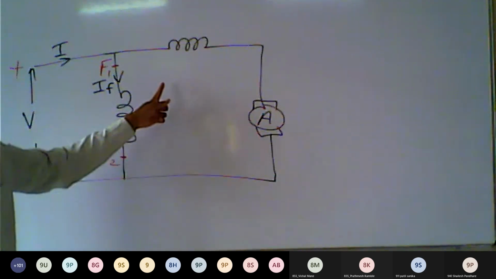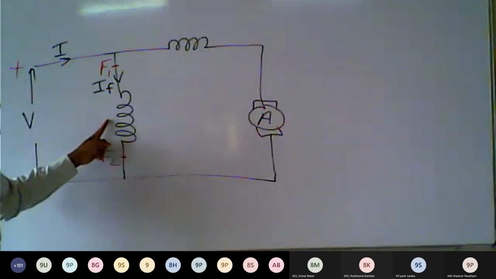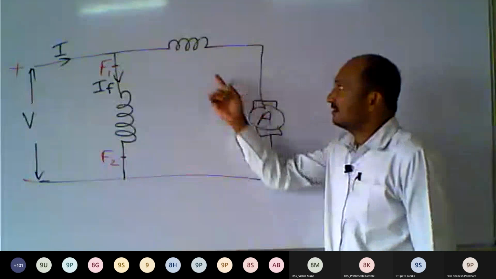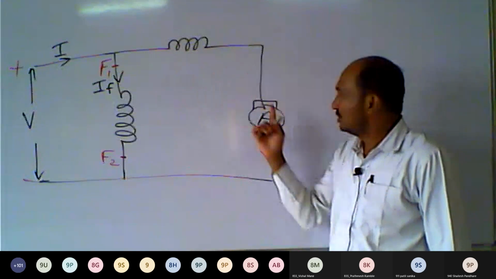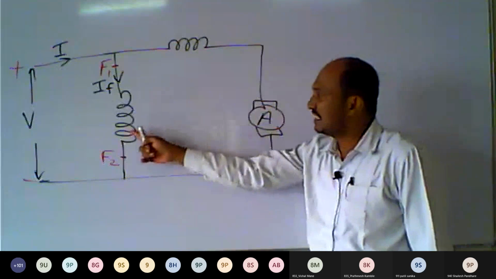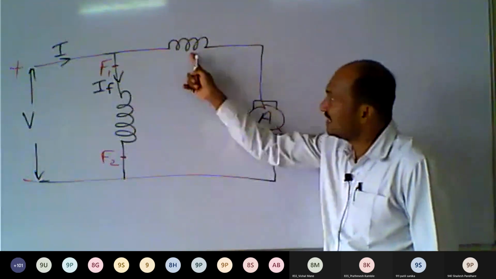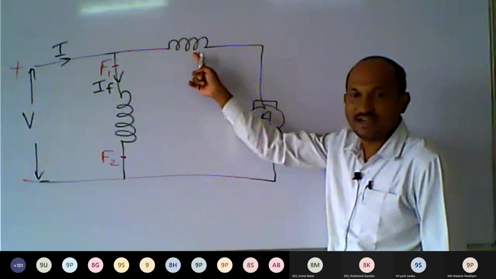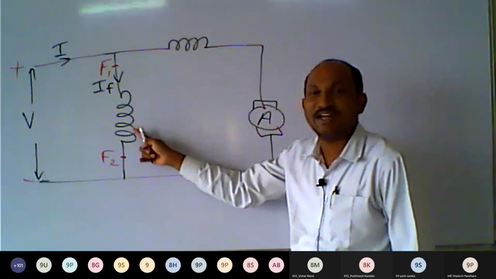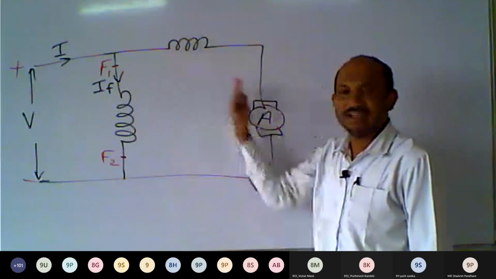This type of motor is called a long shunt compound motor, because shunt is nothing but parallel. So that shunt part is long with respect to the series part of the motor. This is the shunt part, a parallel part with respect to the armature. This is the series part. This field winding is in series with the armature winding, and this part of the field winding is connected in parallel. So the parallel part is long and the series part is short.